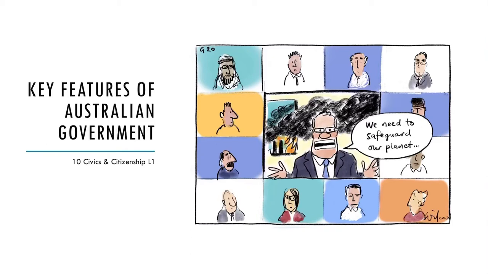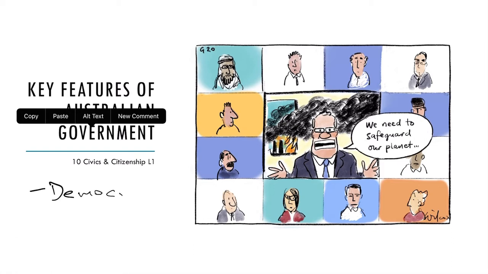This video will focus on the key features of Australian government as part of Lesson 1 in the Year 10 Civics and Citizenship course. Particular focus of this presentation will be the concept of democracy, as well as Australia's foundation in the Westminster System of Parliament.